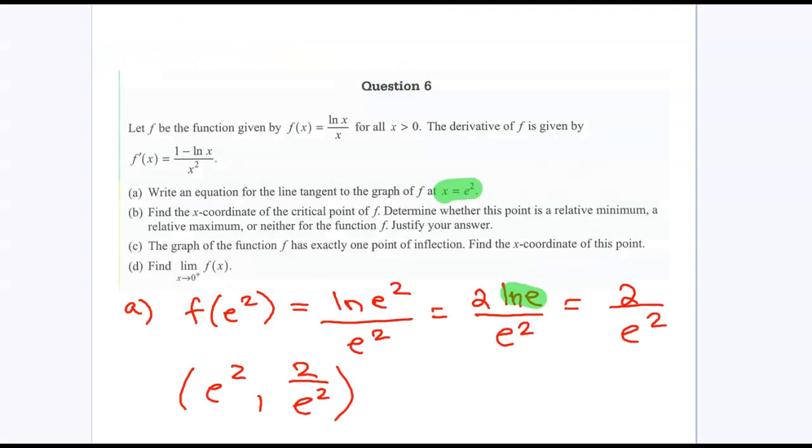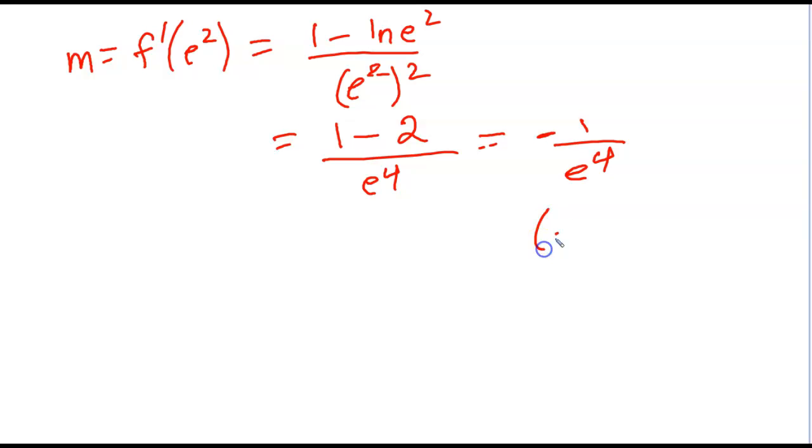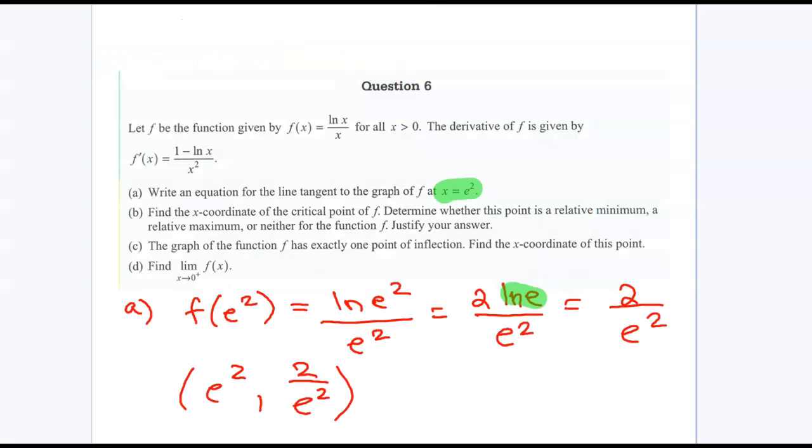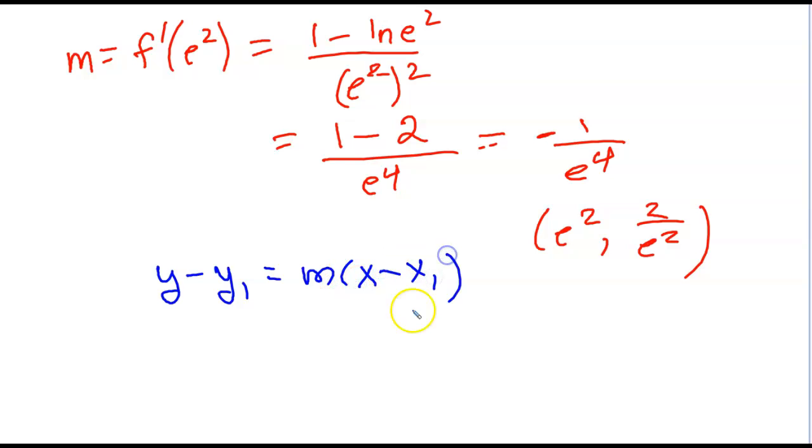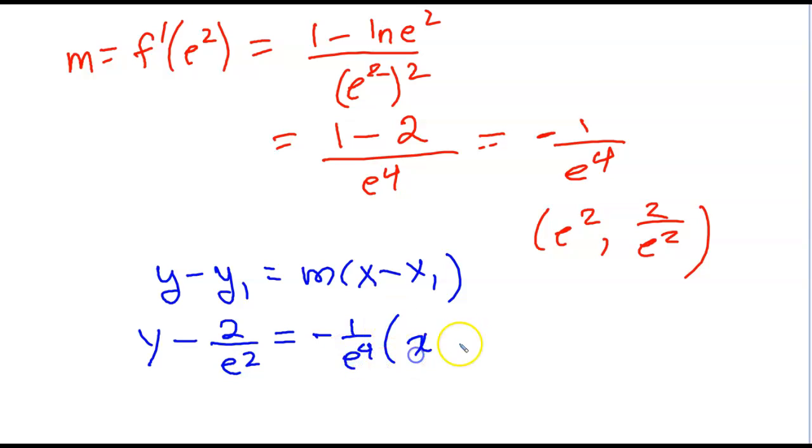So I have my slope, I have my point, and again, my point was e squared and 2 over e squared. So now to find the equation, I just substitute into the point slope formula. And the equation of the tangent line is going to be y minus 2 over e squared equals the slope all over x minus e squared. And again, it doesn't ask you to write it in any particular fashion, so you would just leave it in that form. You don't need to simplify it any further.